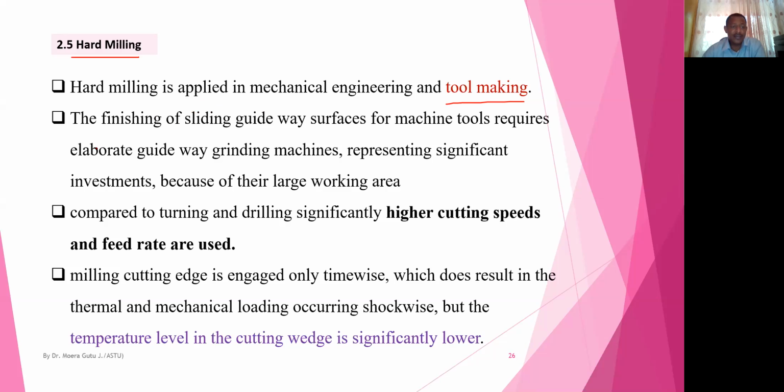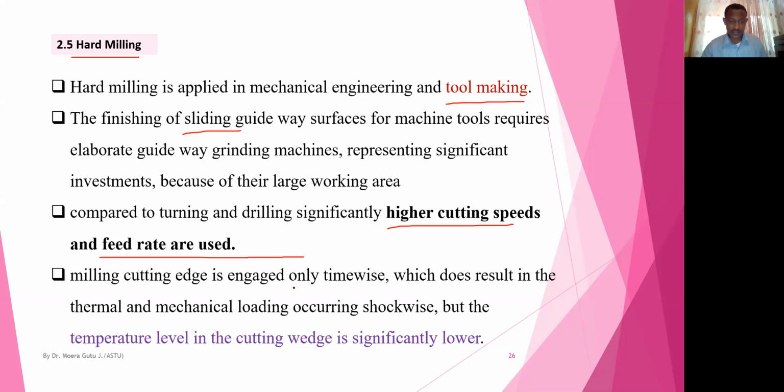You can say that in hard milling, the finishing of sliding guideway surfaces for machine tools requires elaborate guideway grinding machines, representing significant investment because of their large work areas. This is to show that the machine should be very rigid, meaning very strong milling machines. You need that for the hard milling operation. Compared to turning and drilling, significantly high cutting speeds and feed rates are used. So high feed rates and high cutting speed compared to turning and drilling can be applicable for hard milling.